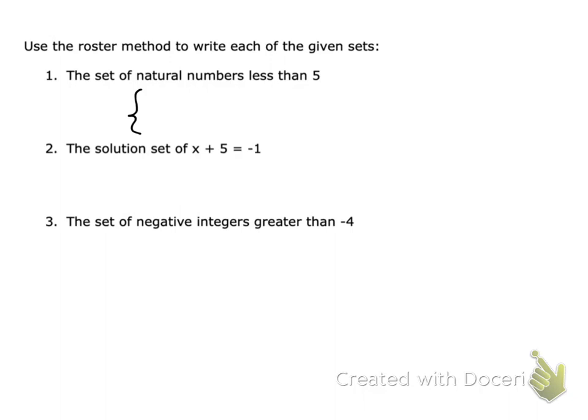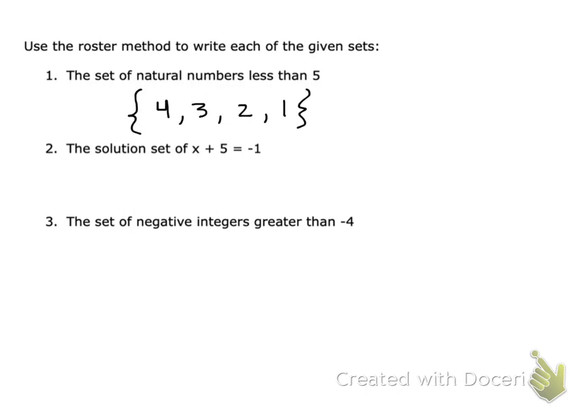What would be included in that? 4, 3, 2, 1. What about 0? No, that's a whole number, not a natural. And again, order doesn't matter. So you could list those ascending. You could even mix them up.